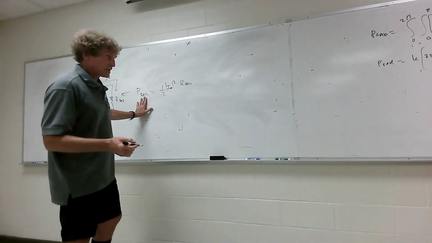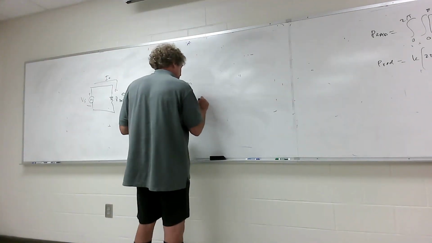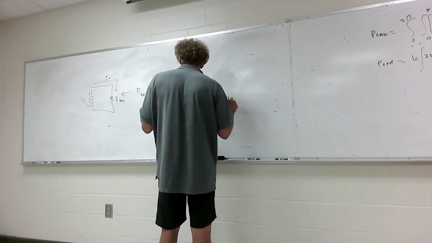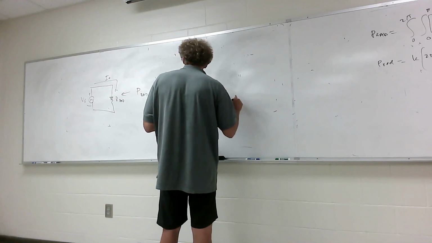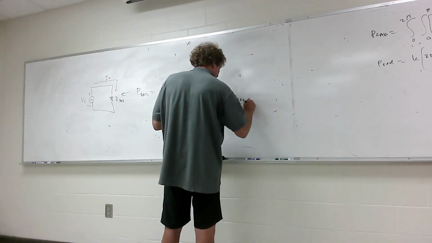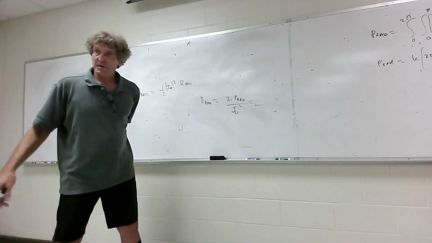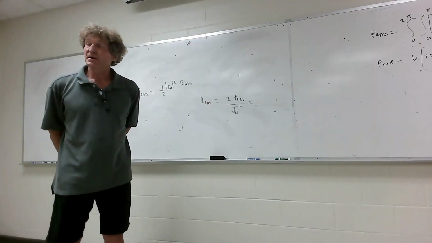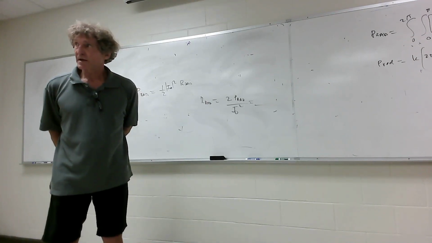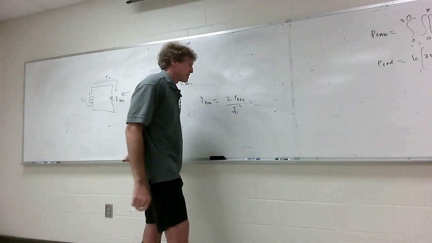So I know this, therefore R rad is going to be equal to 2 times P rad over I naught squared. I don't know what that is, but that's how you get it, and it's always going to be gotten that way. What did you get for that, guys? Did I put that down? 4.1? 4.4.